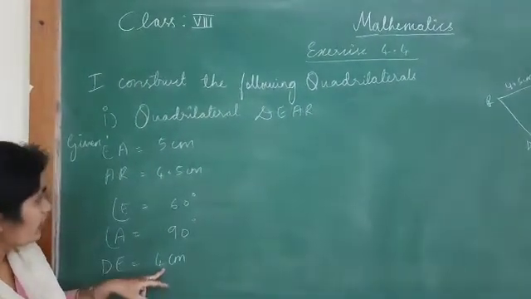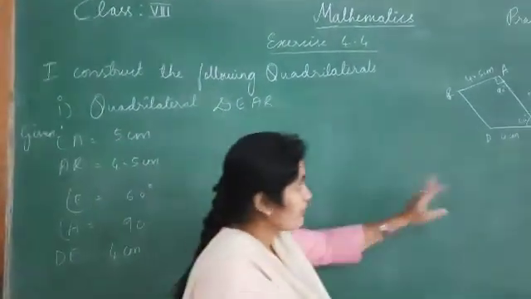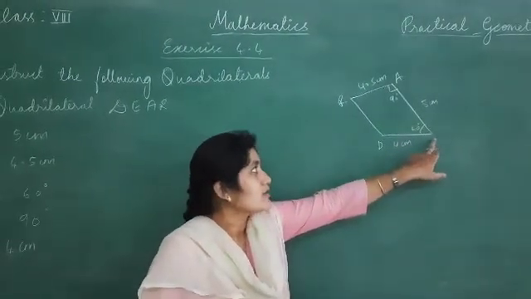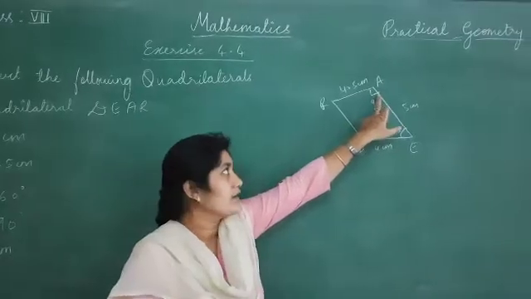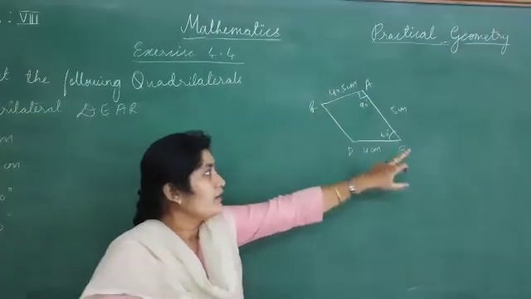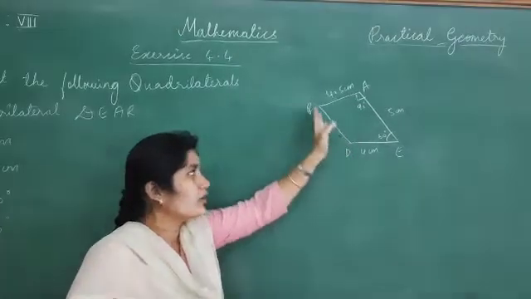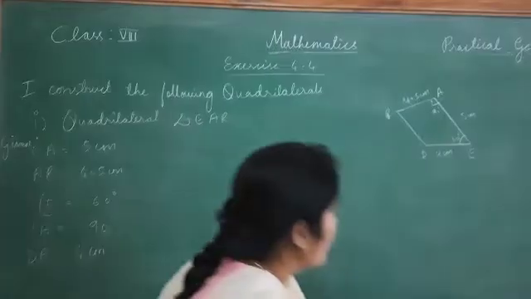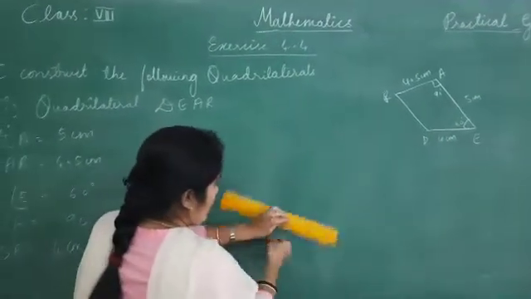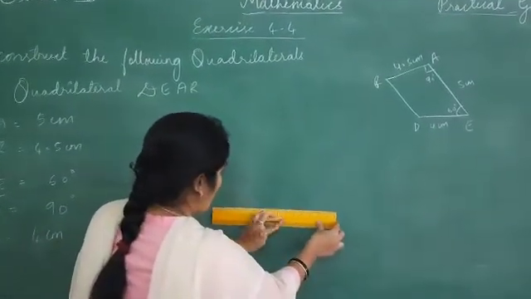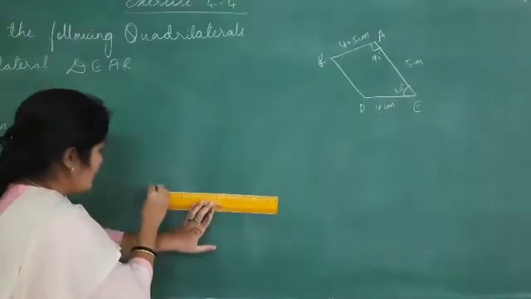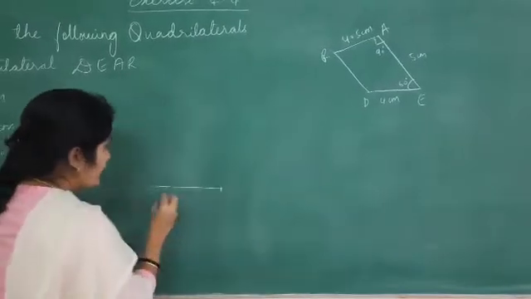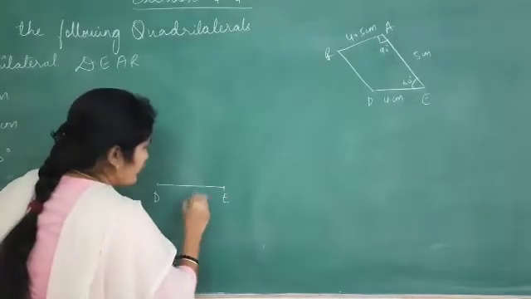First let us start with DE. How to draw the rough figure. DE is a line segment which is given as 4 cm. E is 60 degree and A is 90 degree. And RA is 4.5, EA is 5 and DR is not given, which we will get automatically. So first we will draw DE, which is 4 cm. Line segment DE is 4 cm.